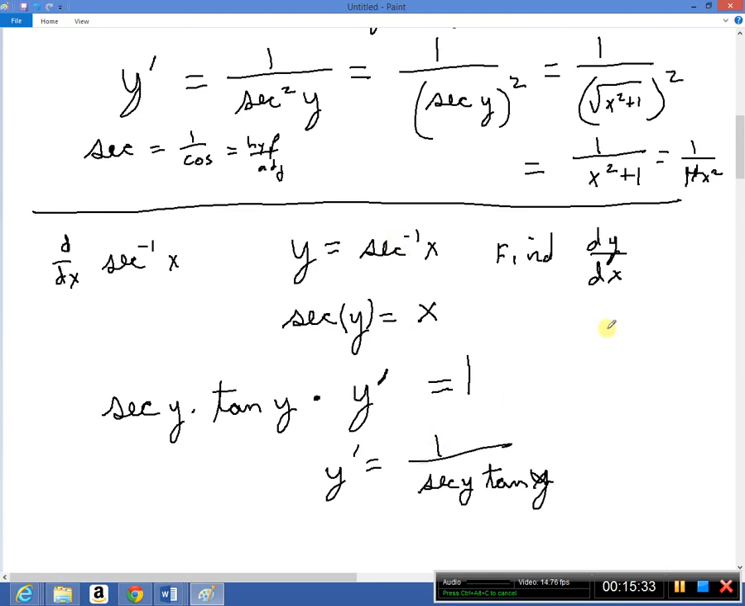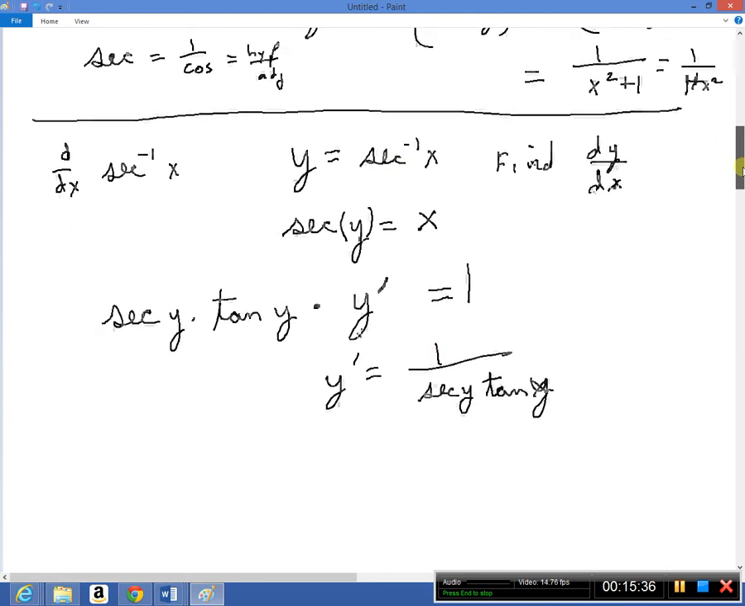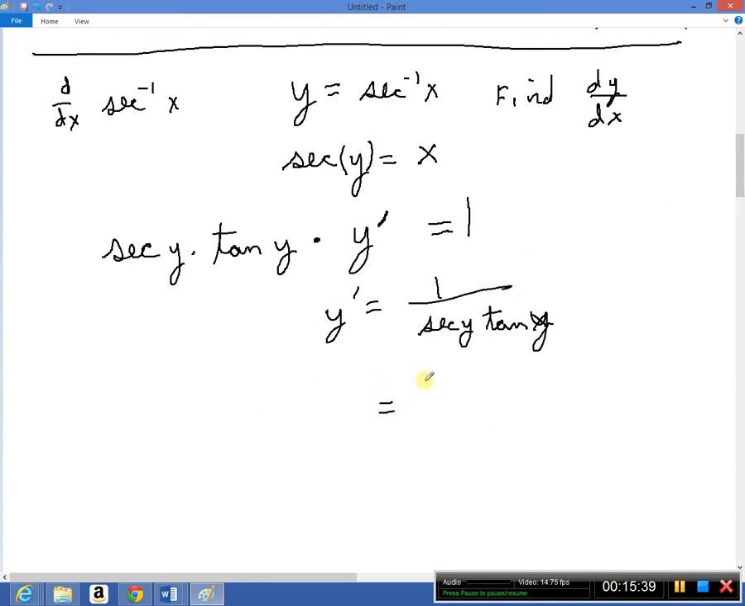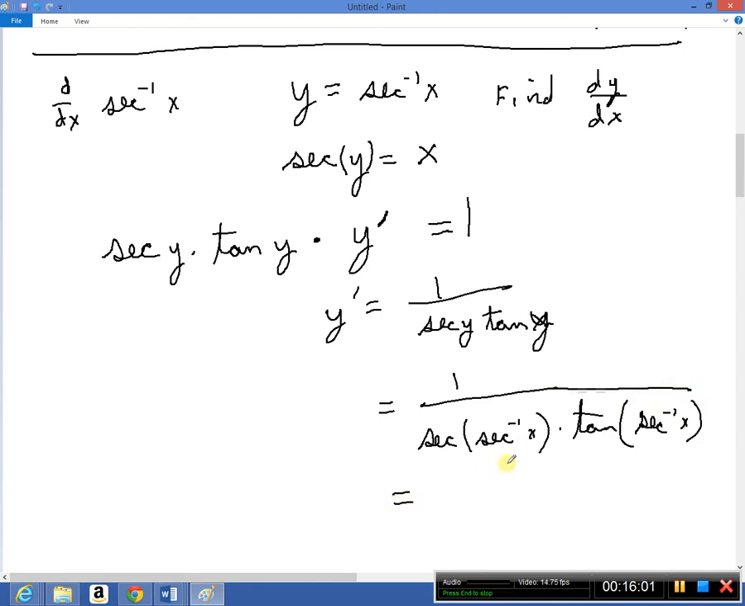See? Let me scroll this down a little bit. I can substitute in at least one. Well, we'll do it both places. I don't care. This is secant of y, and y right here is inverse secant. Inverse secant of x times tangent of inverse secant of x, just by substitution. And everybody knows that secant of inverse secant cancels because they're inverses, so you're just left with x, times, now you got to work this thing. What is the tangent of the inverse secant of x?